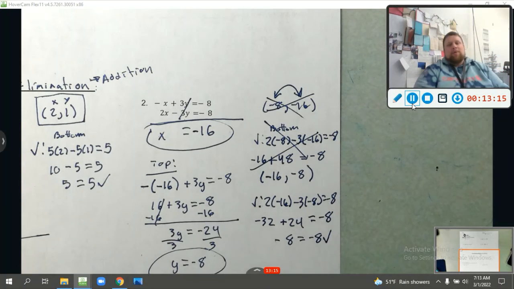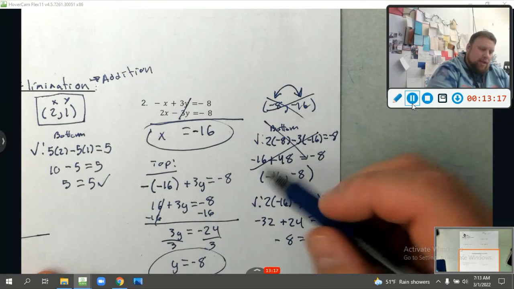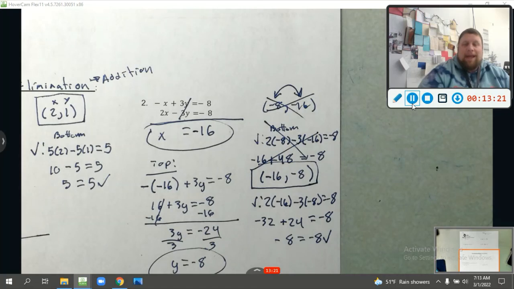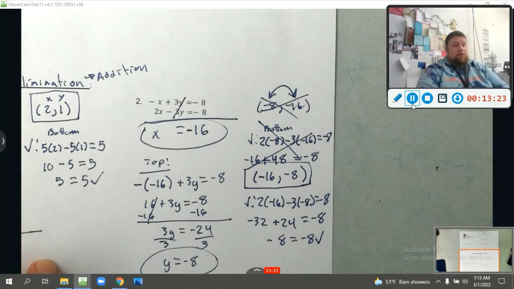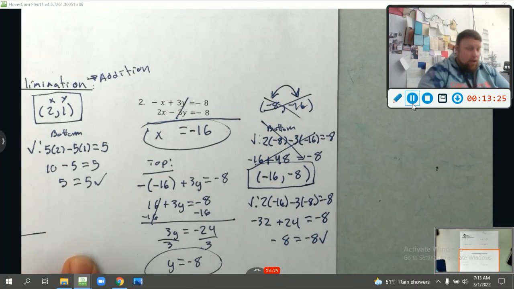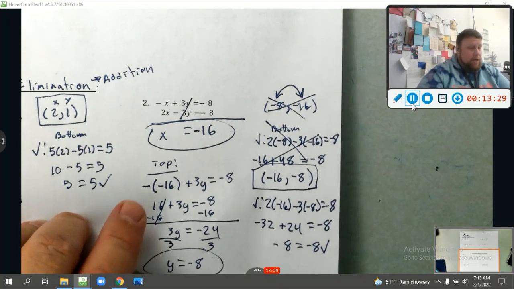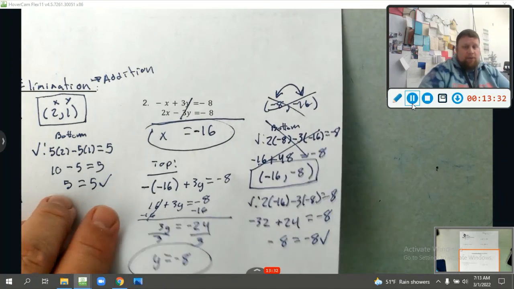Boom. Now all's right with the world. See how we use that check to catch a mistake? That's the whole purpose of a check. It saved my bacon, and it might save yours. So I encourage you to always do them, even if they're not asked. Notice I never asked for these on this, but if you're ever not sure, that is the way to check it out. All right, pause if you need to. We are moving on.